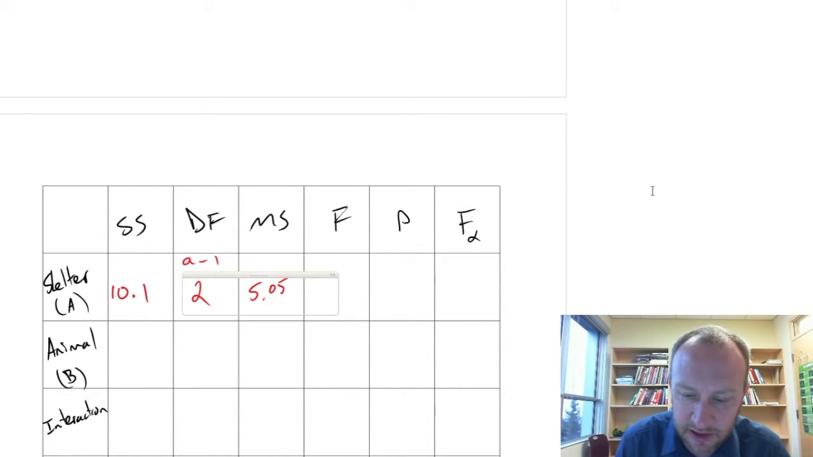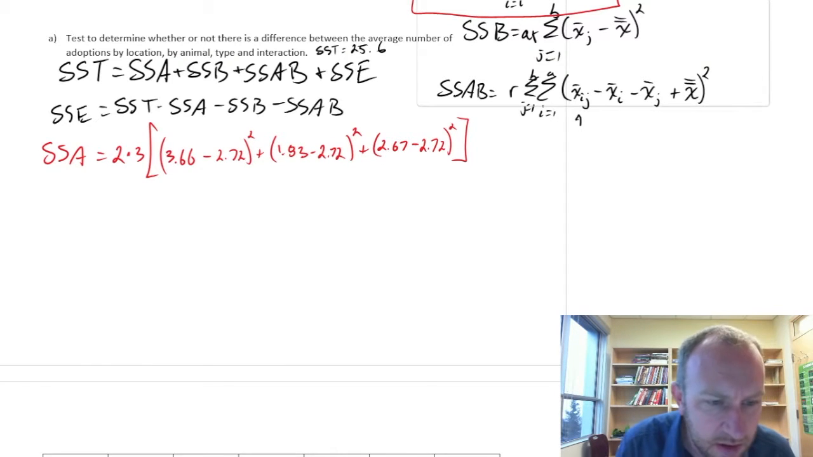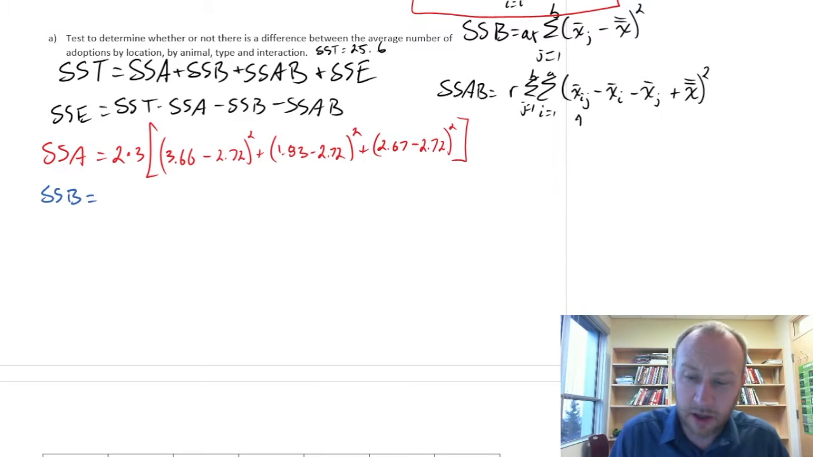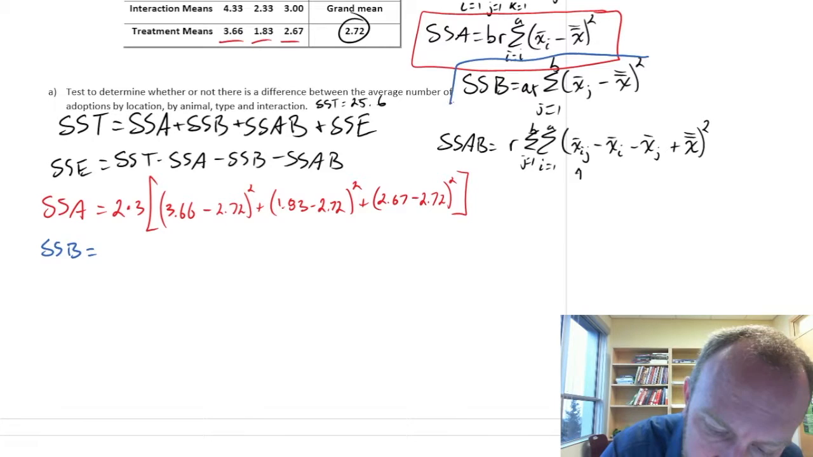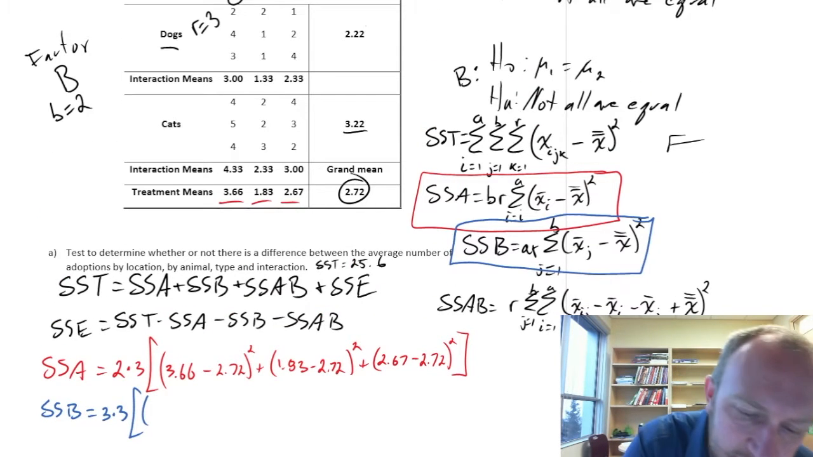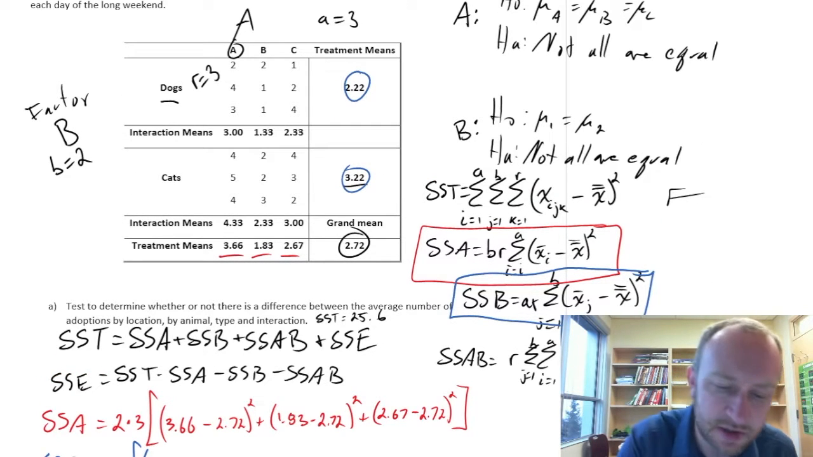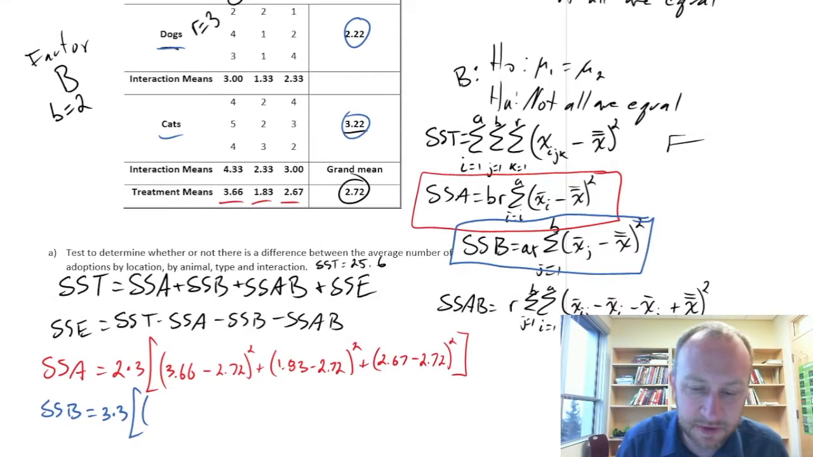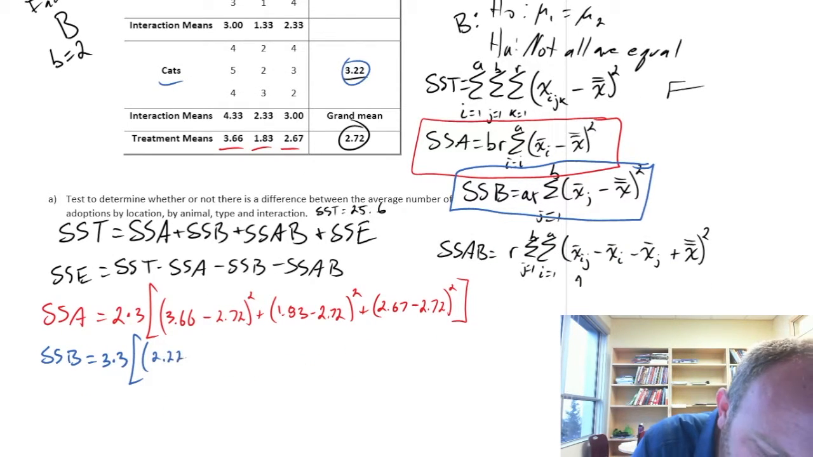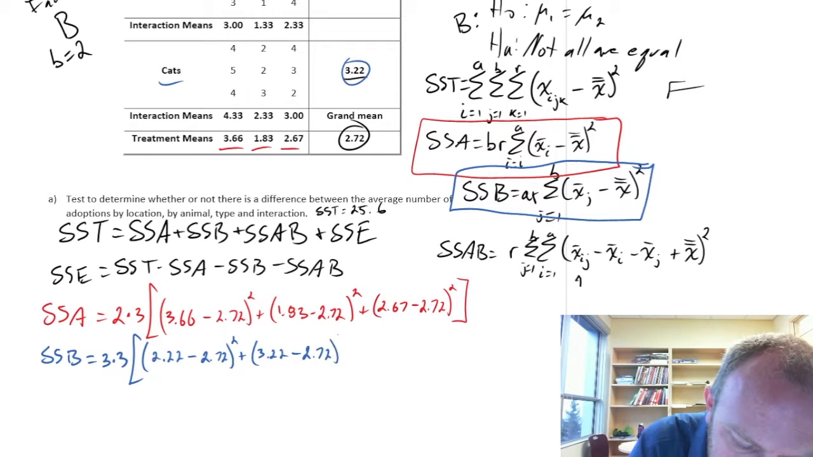Now let's go on to the next factor, so SSB. SSB. So we are now going to be using this formula. So A times R, so that's 3 times 3. And now I'm looking at these treatment means here, which are means across factor B. So 2.22 is our first. I'm going to scroll down a little bit. 2.22 minus 272 squared plus that second one, 3.22 minus 272 squared.